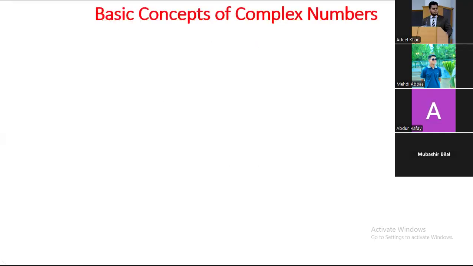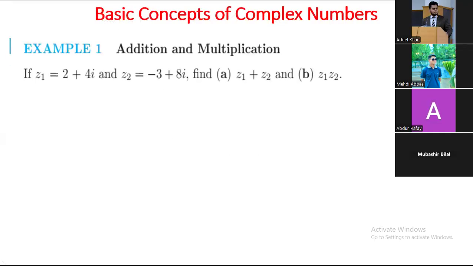So coming towards the next basic aspect of complex numbers, addition and multiplication. If we have z1 equal to 2 plus 4 iota and the second complex number z2 equal to minus 3 plus 8 iota, we need to add both complex numbers, z1 plus z2, and also find the multiplication of these two complex numbers, z1 and z2.